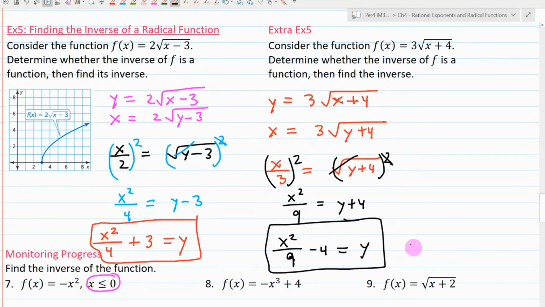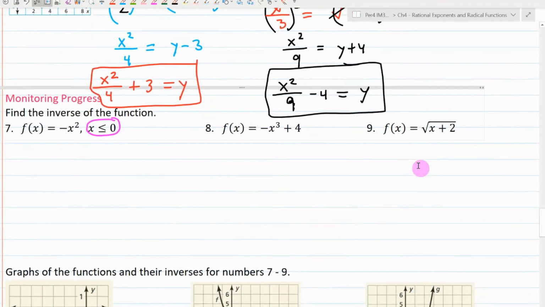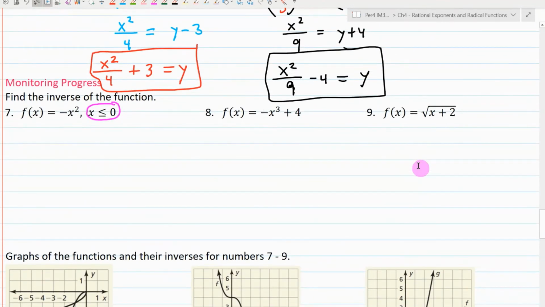All right, so that's it for that one. Actually, we might do other ones. Let's go ahead and do these. So y is equal to negative x squared. x is equal to negative y squared. We have to divide both sides by negative 1.